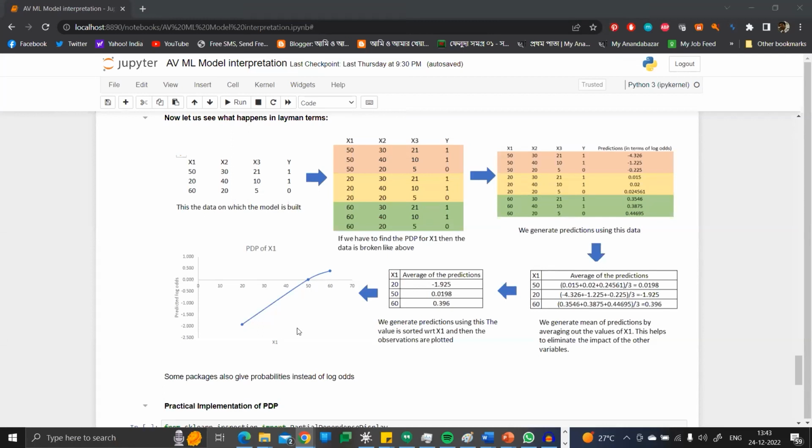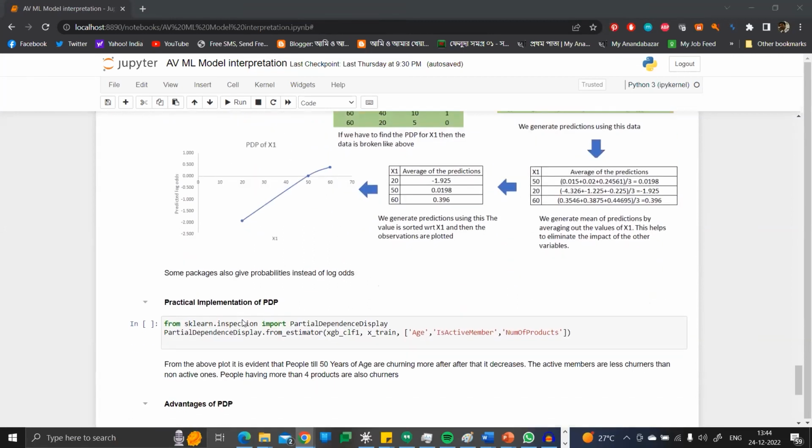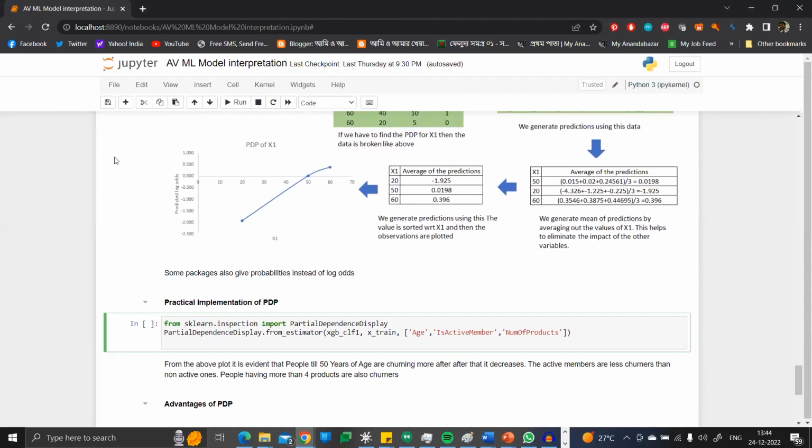So 20, 50, and 60. This is only the impact of the X1 variable. No other interactions are there. It is only the contribution of this X1 variable over here. Make sense? This is how it is done. Sure, I will share. Don't worry.